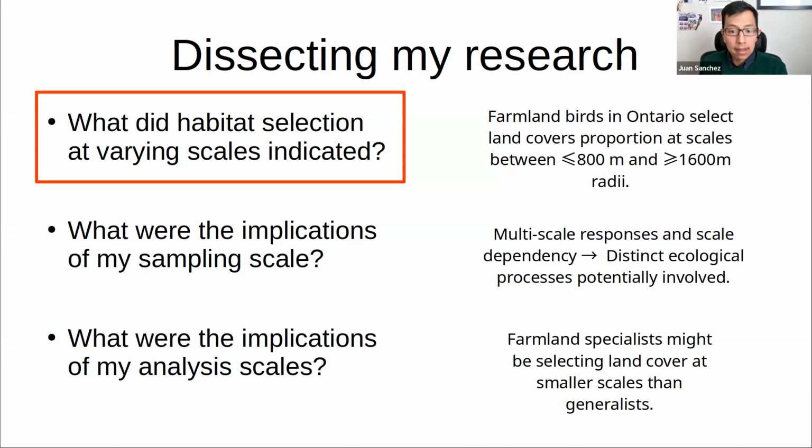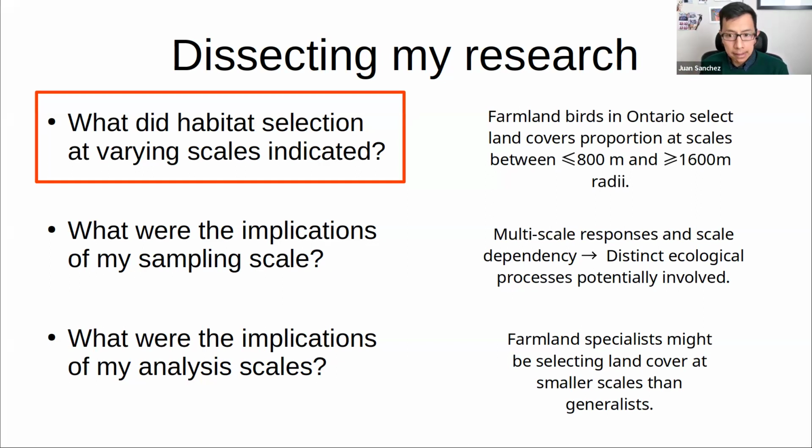I also saw that multiple scale responses and scale dependency could be involved with distinct ecological processes, which was the case, for example, for the bobolink and the eastern meadowlark, which show a change in their interaction with the tree land cover according to the scale. That could be associated with a particular behavior of the species, in terms of their needs of breeding versus territorial exploration and dispersal.